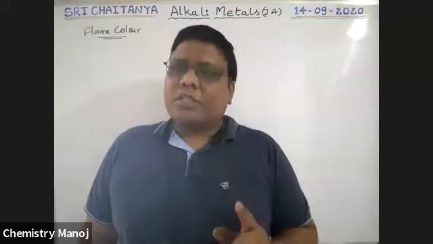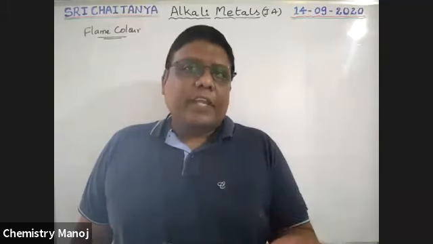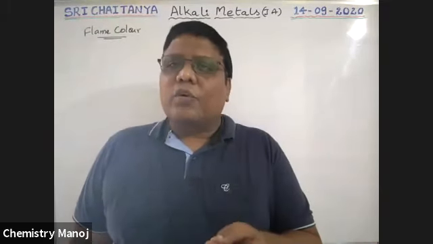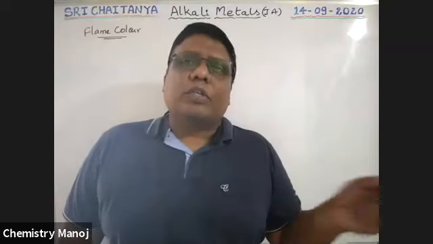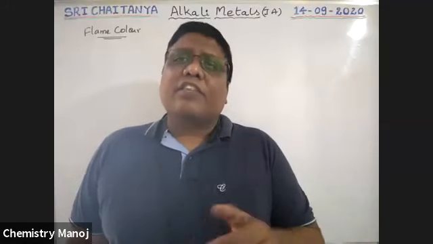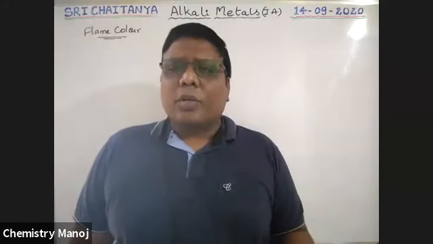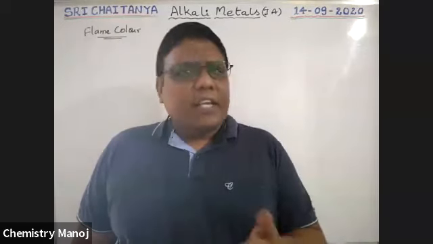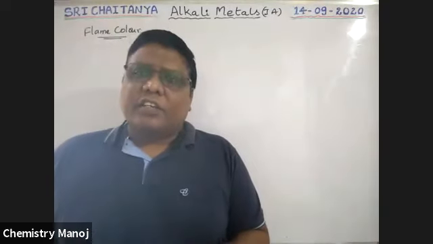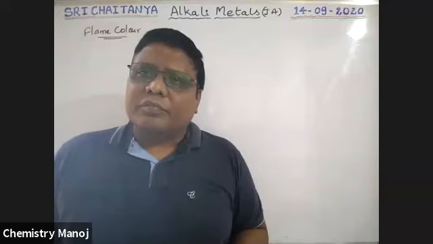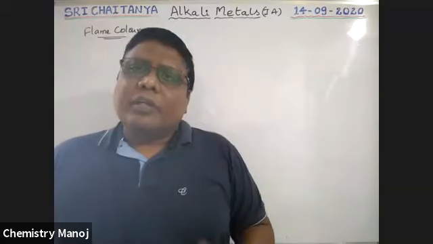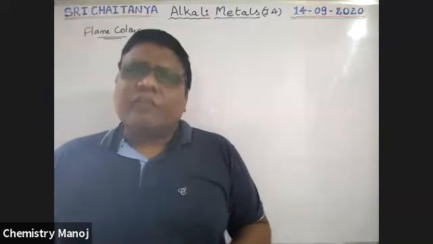But when we introduce the salt of these metal ions into that blue colored flame, automatically the color of the flame is changed. Different metal ions give different flame colors. That is due to ionization energy. Some elements have very low ionization energy, some have more. Because of this variation, different metal ions have different colors. All our alkali metals give different flame colors in a Bunsen burner flame.